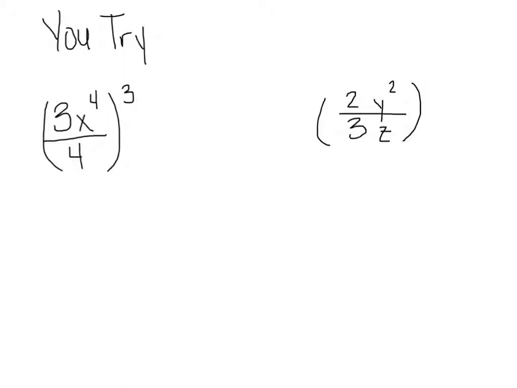Let's take a look at these problems. Here we would have 3 raised to the third power, x to the 4 times 3, which would be x to the 12th power, and also 4 raised to the third power. When you work this out, you would have 27 x to the 12th over 64.